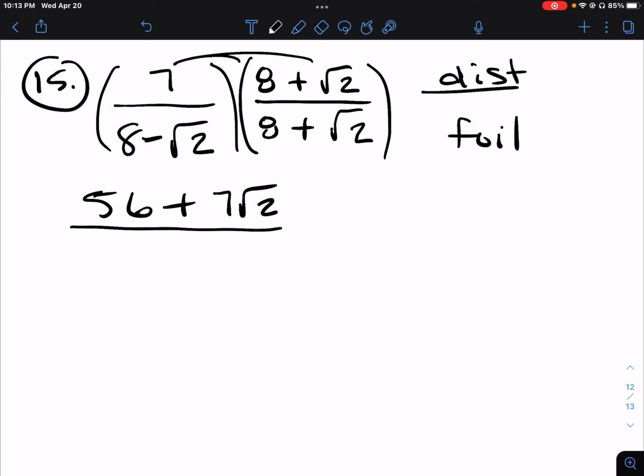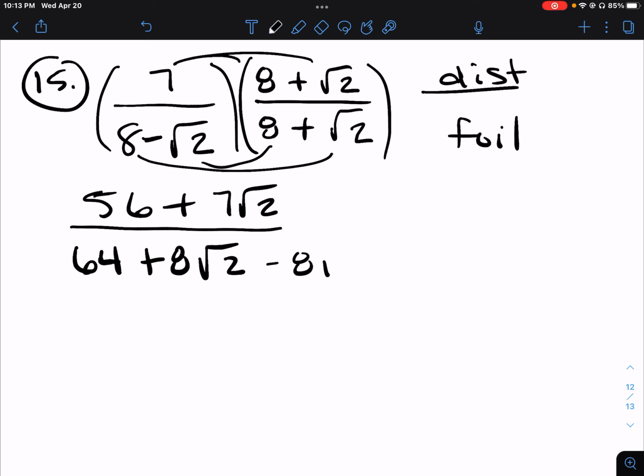We FOIL the bottom because it's 2 and 2. 8 times 8. 8 times the square root of 2. 8 times negative square root of 2. And negative square root of 2 times positive square root of 2 is square root of 4.